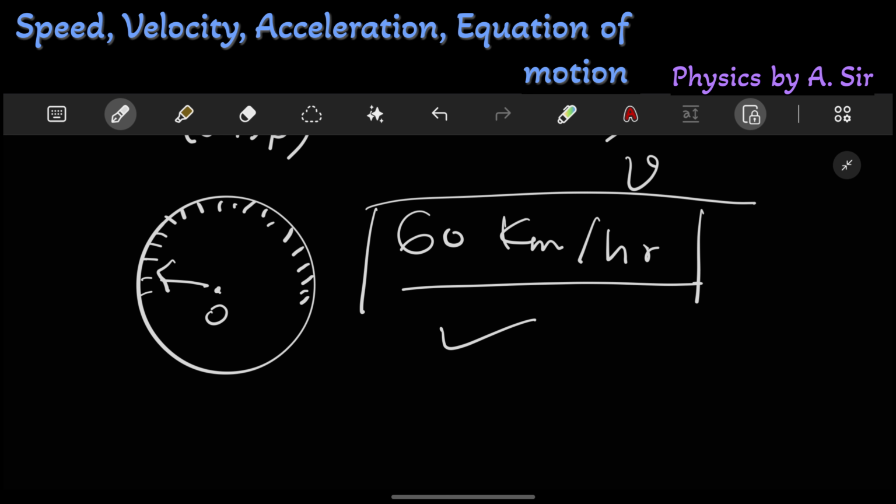So to summarize today's lecture, speed is distance upon time, which is a scalar quantity. Velocity is displacement upon time, which is a vector quantity. Acceleration is the rate of change of velocity. And then graphs, we have seen all of them, and the three equations of motion. So that's it from my side.